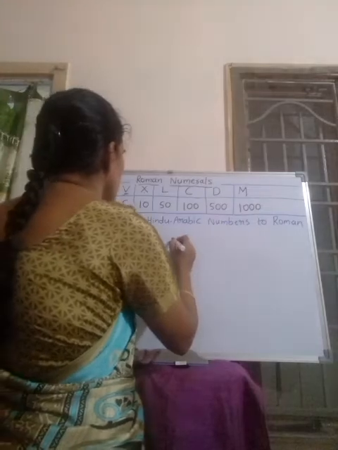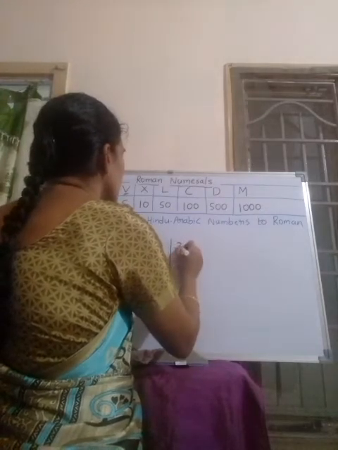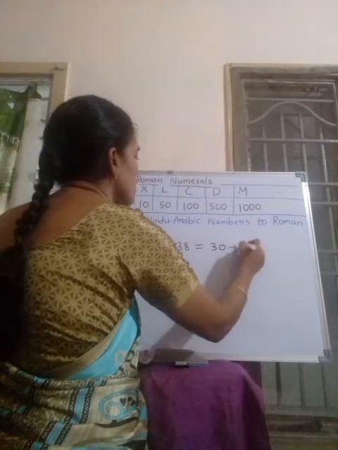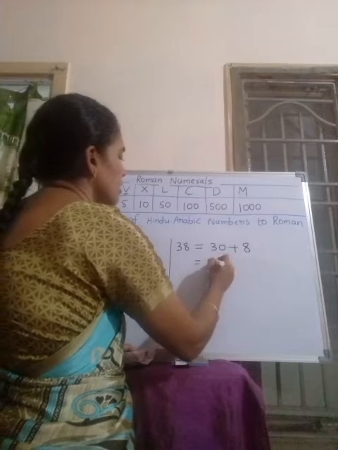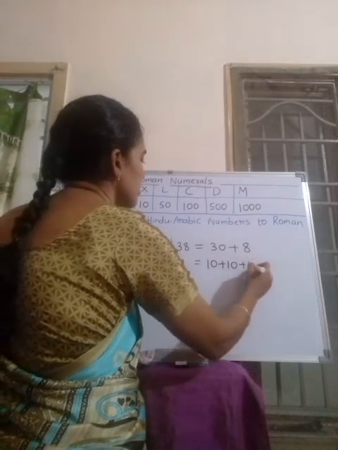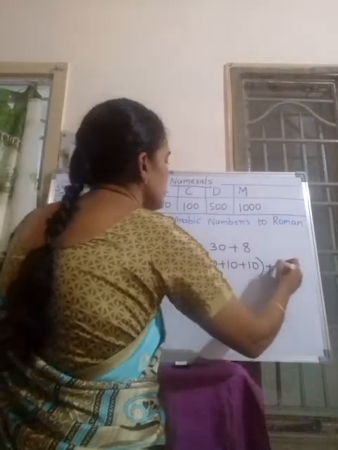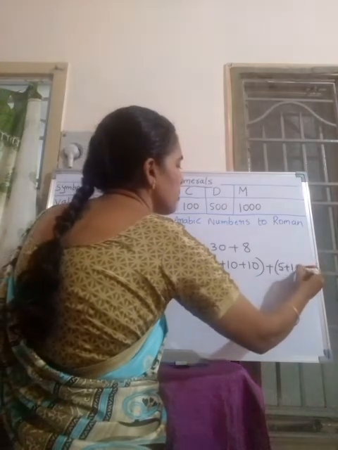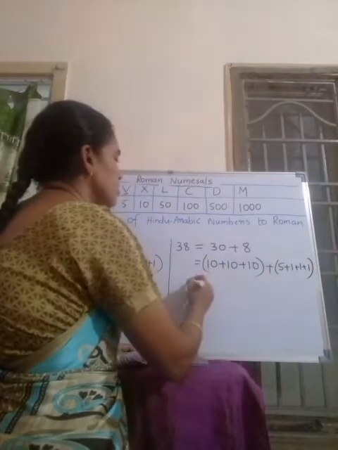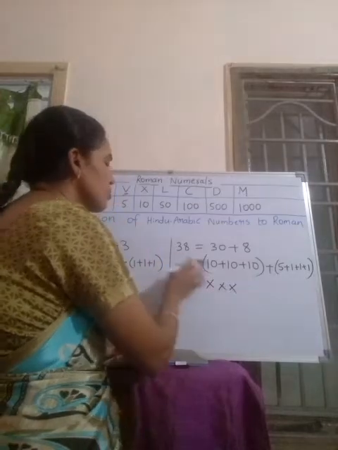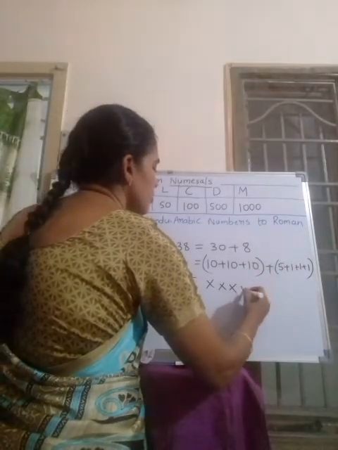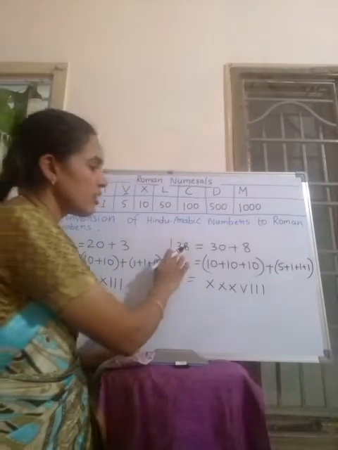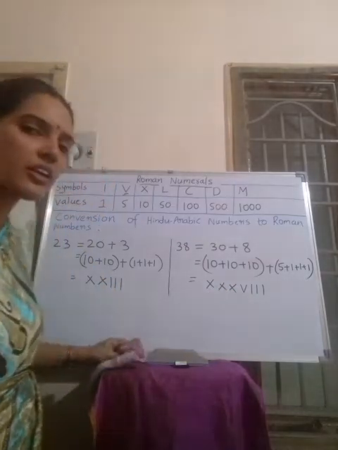Now let's take another number, 38. 38 in expanded form is 30 plus 8. 30 is 10 taken 3 times, so X, X, X gives 30. And 8 is 5 plus 3, where 3 means taking the symbol I 3 times: V, I, I, I. This is how we write the Roman numeral 38.